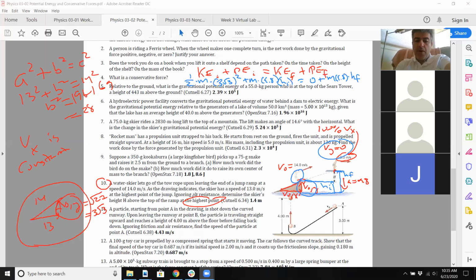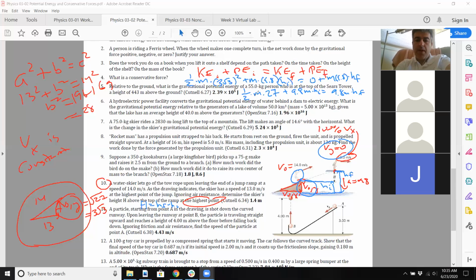What do they want, though? They want the height above the top of the ramp. So capital H is actually going to be HF minus HI. So I should be able to get this pretty easily now. So I have 1/2 times m times 27 plus 9.8 m times HI equals 9.8 m times HF. Now, fortunately, all the m's cancel.